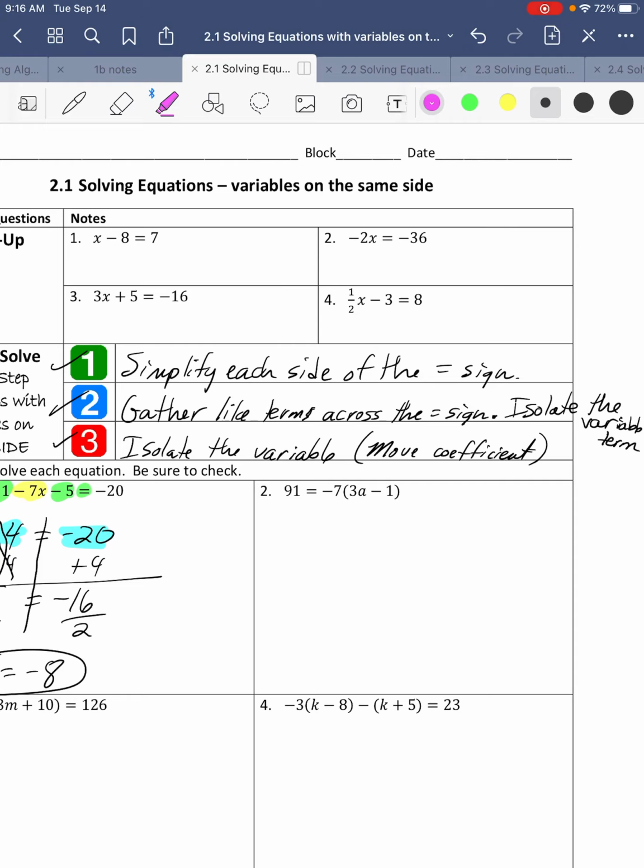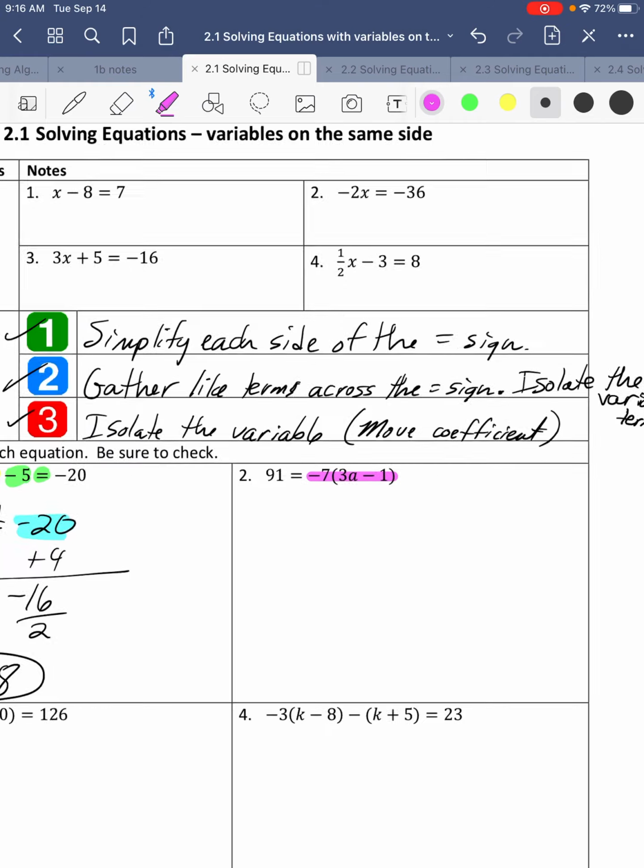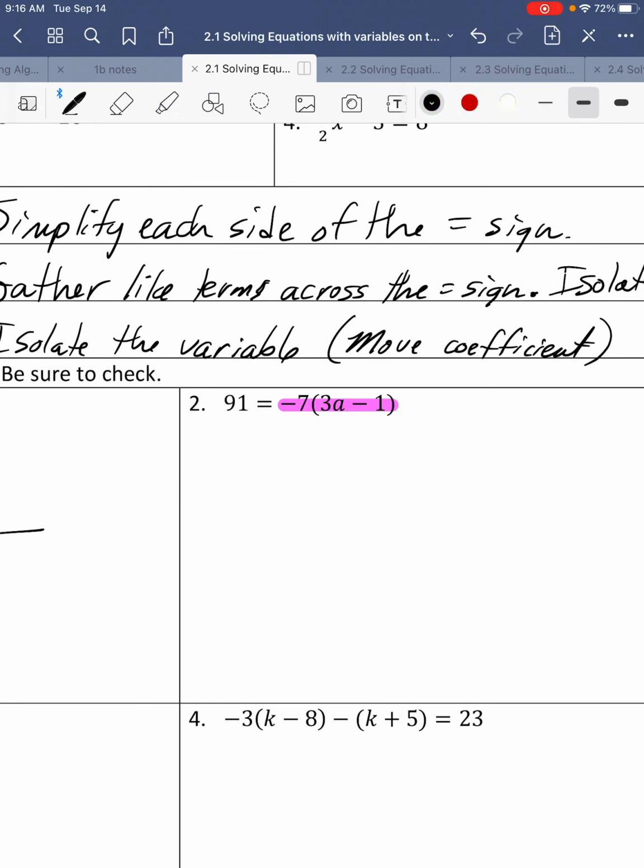Number 2, so we're simplifying each side of the equal sign. The left side, nothing's to be simplified. The right side, we have the parentheses, so we have to distribute. So negative 7 times 3a is negative 21a. Negative 7 times a negative 1 is a positive 7. And the left side is just 91.